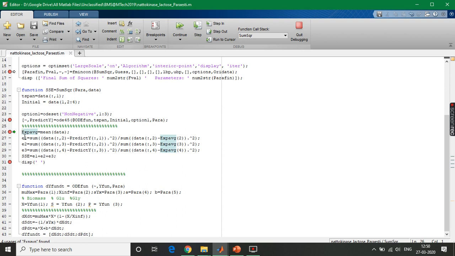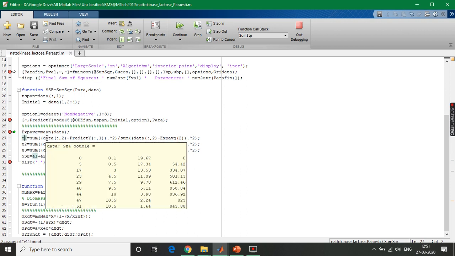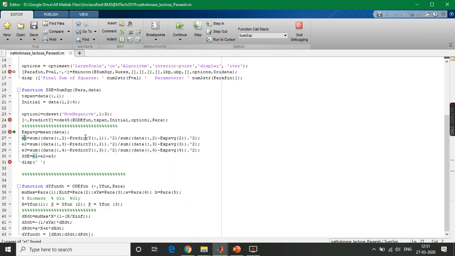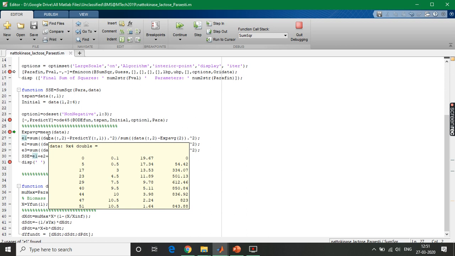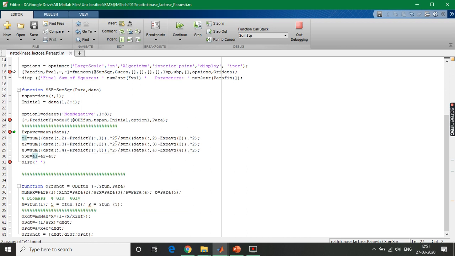Actually it is not only square error, it is normalized with the square error for the experimental data also. So first we will take the square error value for experimental data minus predicted data. You see the first one, that is biomass. This is also for biomass. I am making them minus, then I am making everyone square, summing them up. So this is actually sum square for biomass.